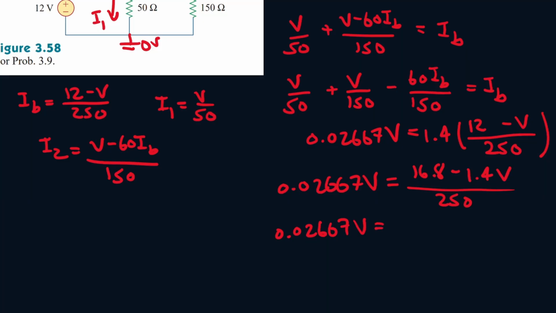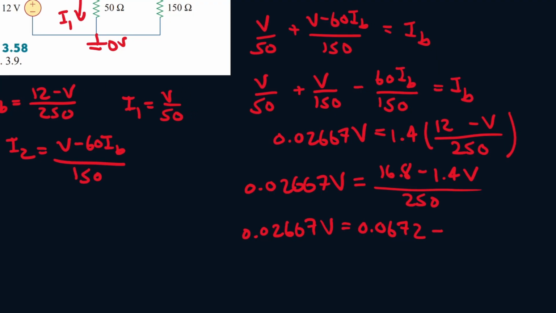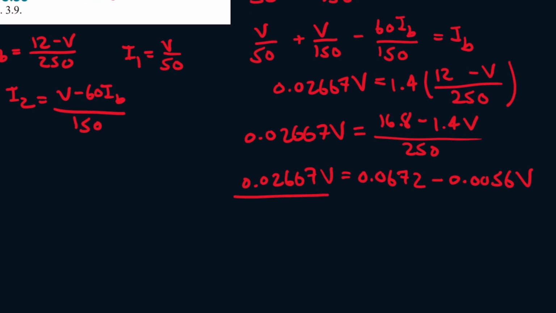So let's break this up more. 16.8 divided by 250 is 0.0672, minus 1.4 times minus 1.4 V over 250. That's 0.0056 V. Let's bring this to the other side, so it'll be this plus this.